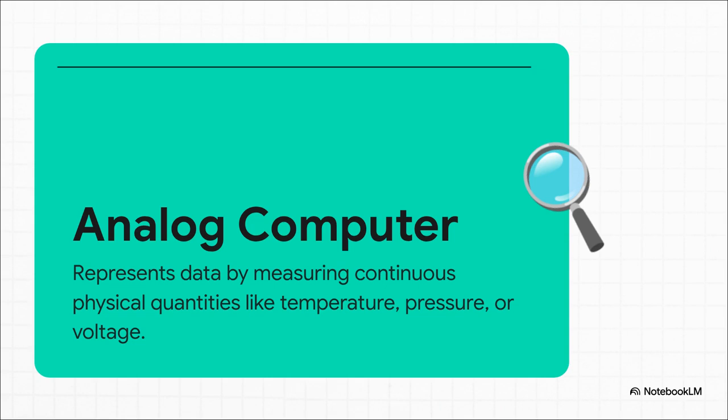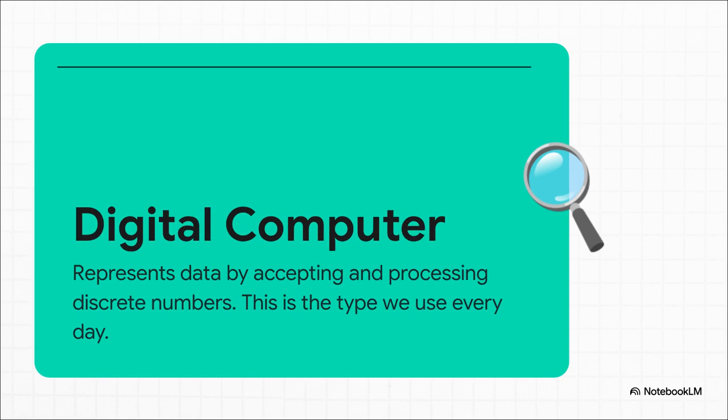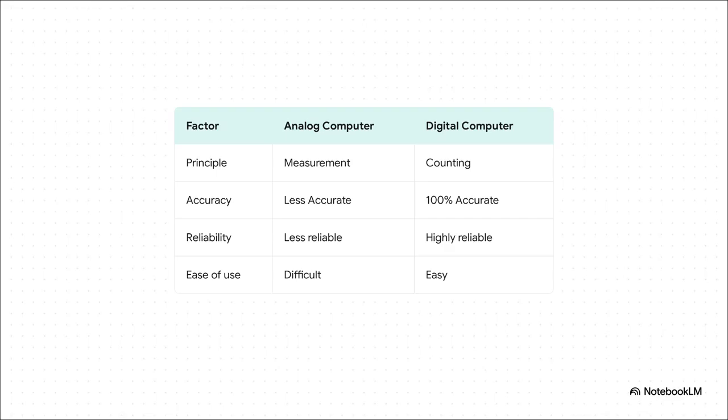And on the complete other end of the spectrum, you've got the digital computer. So to stick with that analogy, this is your standard light switch. It is either on or off, a 1 or a 0. There's nothing in between. Every single computer you use on a daily basis works this way, by crunching billions of these distinct, countable numbers.